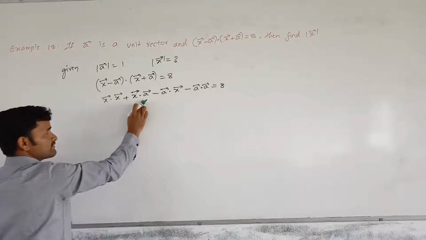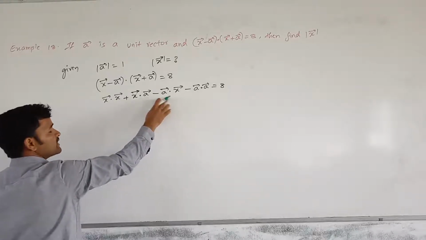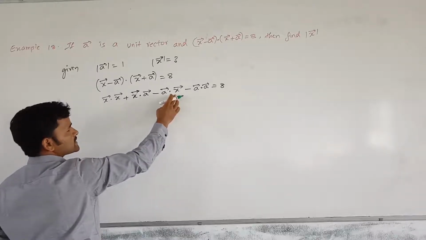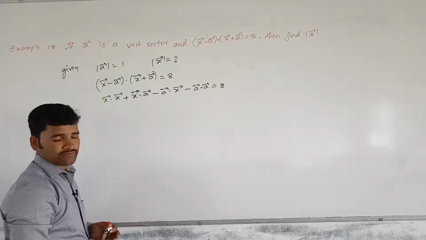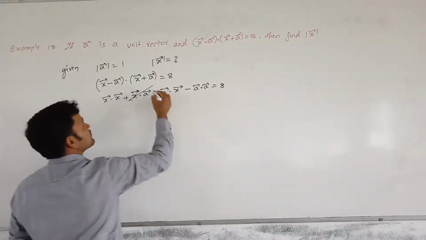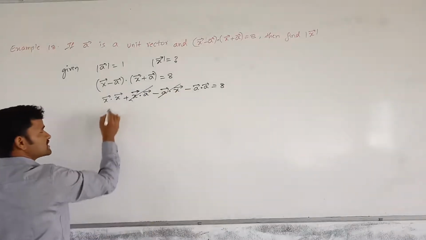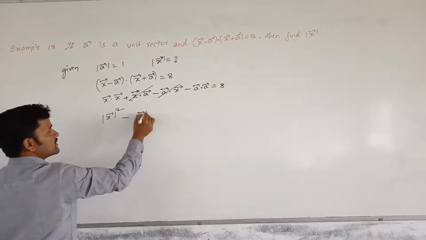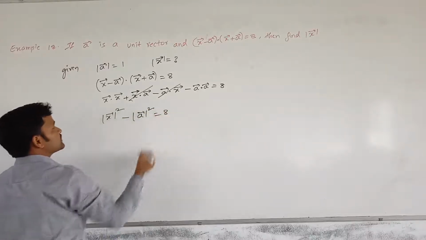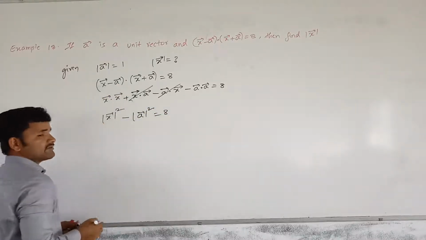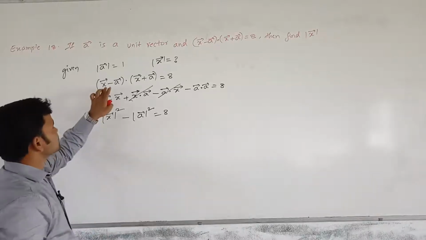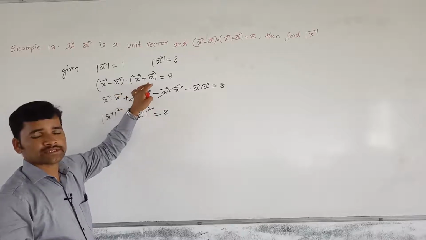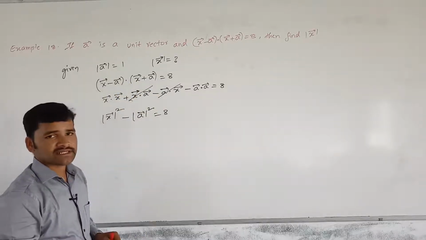You see, x dot x, plus of x dot A, minus of A dot x. A dot x is same as x dot A because dot product is commutative. Now these two get cancelled out. X dot x is magnitude of x square, minus A dot A is magnitude of A square, which is equal to 8. You see, from this to this we can take it as a formula. We know that A minus B into A plus B is equal to A square minus B square. That is the 8th standard formula.